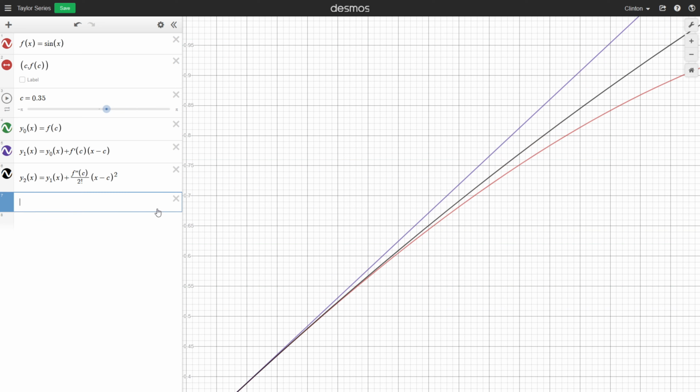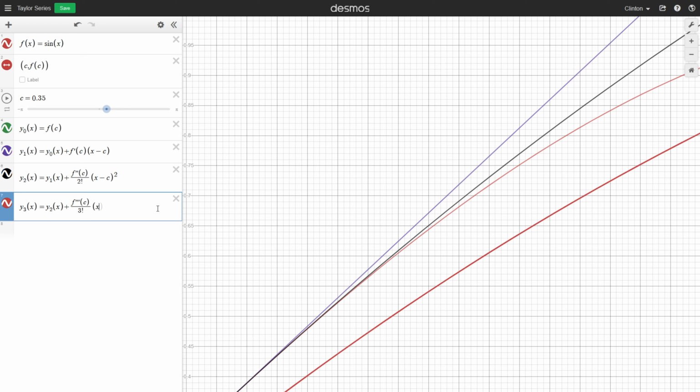So now we can even take this a step further, as you might have guessed. So we can do a y sub 3 equals, and we'll take our previous approximation, the second order approximation, and we'll tack on yet another term, and this will incorporate information from the third derivative. And this is going to be divided by 3 factorial. Again, we'll talk about that in a later video. And then x minus c cubed.